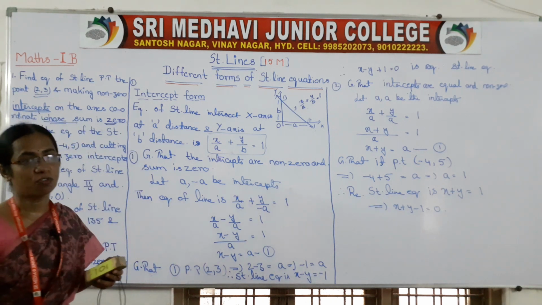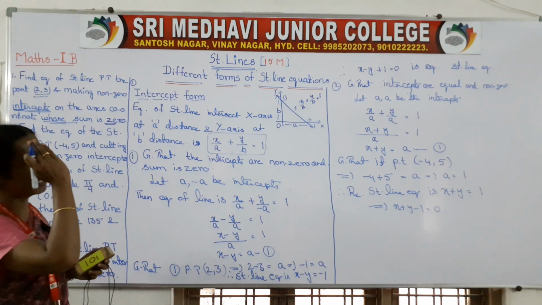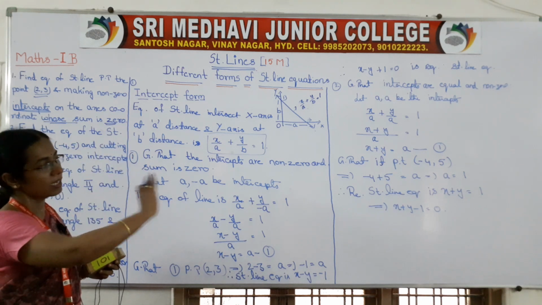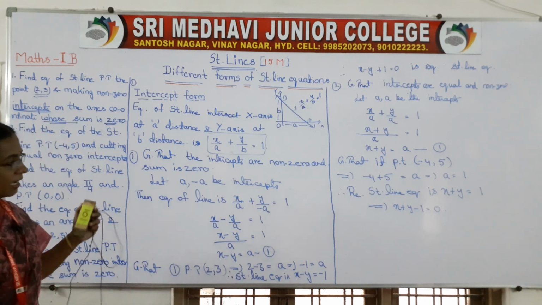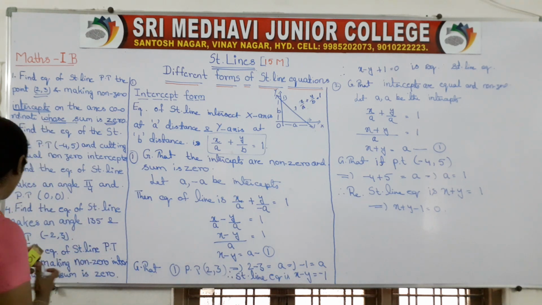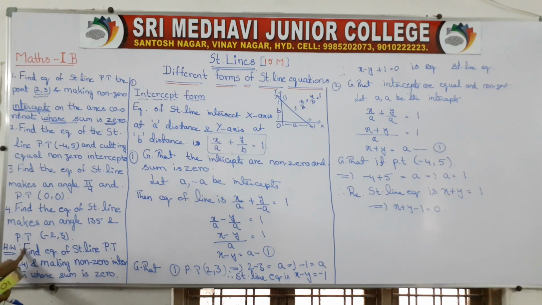On intercept form, whenever a line intersects the x-axis and y-axis, this is the form called intercept form. This is one type of line equation, and I have given one homework problem also. Try to solve this problem.